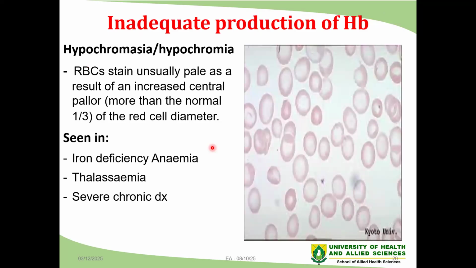So this is hypochromia. Looking at the red cells in this picture, we can see that the central pallor, or that pale area, is way beyond the 1/3. We can say that this one is even about 2/3 or more. And the hemoglobin is almost towards the ends of the membrane of the red cell. So this is hypochromia. And we see this in iron deficiency anemia, thalassemia, and then other severe chronic diseases.